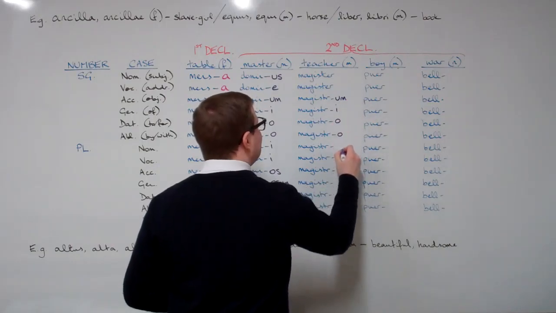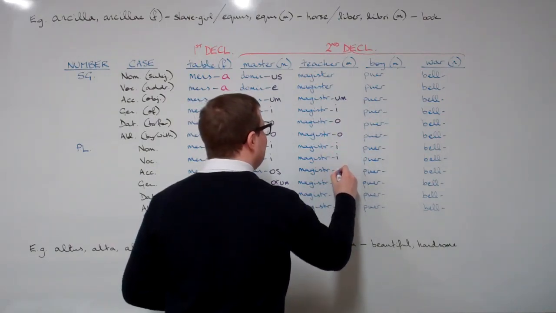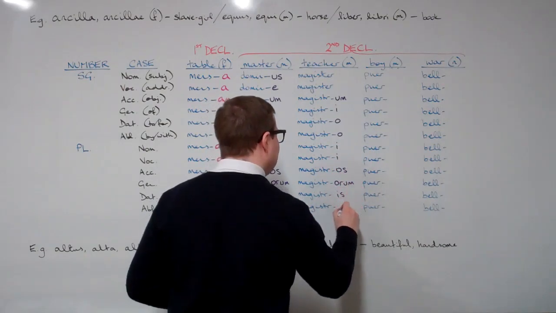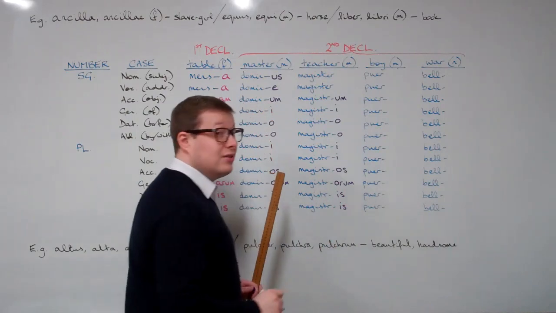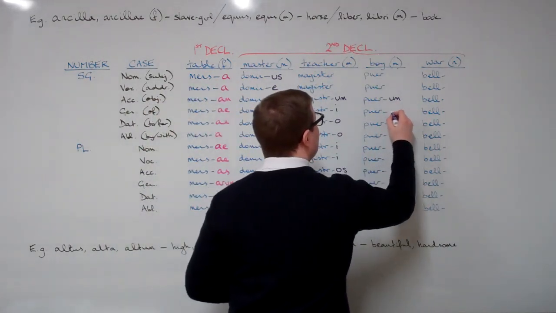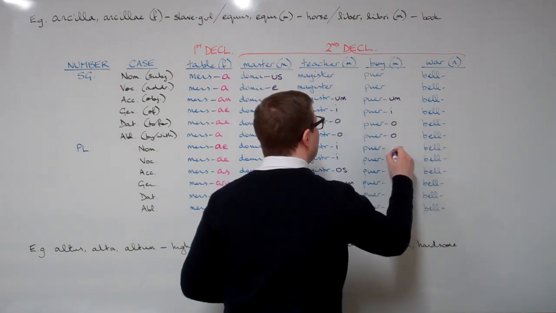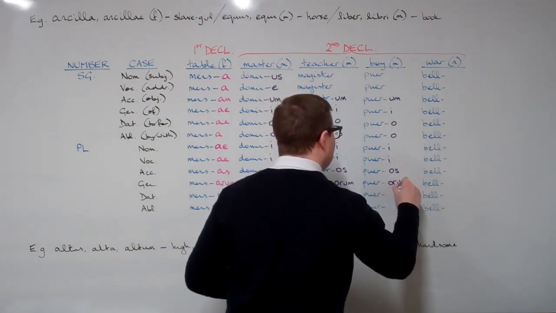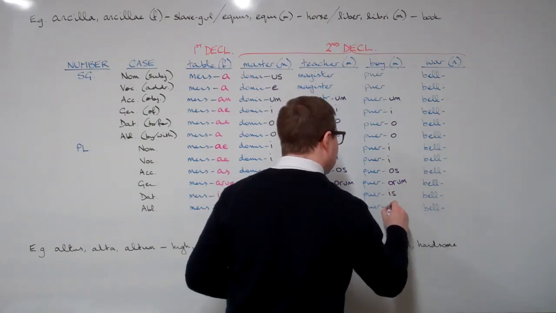magistri, magistro, magistro, magistri, magistri, magistros, magistrorum, magistris, magistris. And exactly the same thing for puer. Puer, puer, puerum, pueri, puero, puero, pueri, pueri, pueros, puerorum, pueris, and pueris.